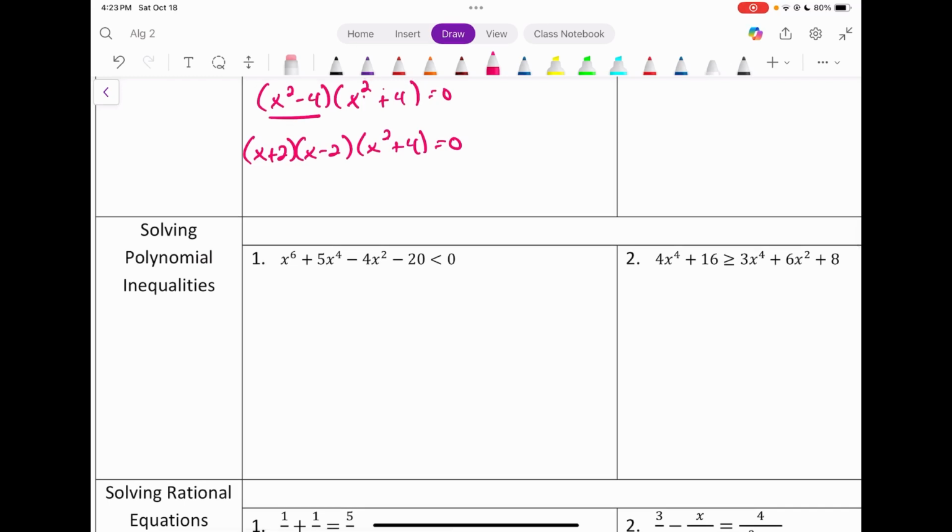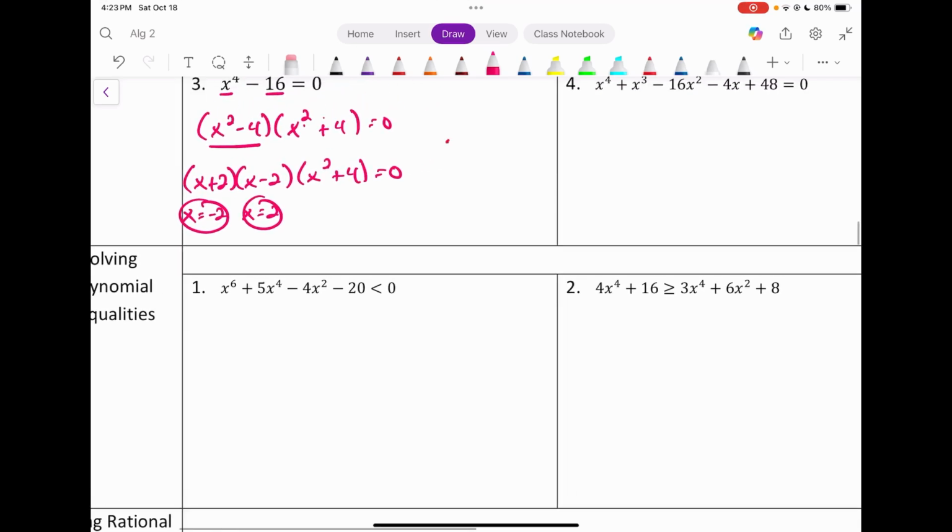So we have x equals -2 is my first answer. x equals +2 is my next answer. And then when I set x squared plus 4 equal to 0, I had to solve it. First step is move the 4 over. Next step, to undo the square, we do plus and minus the square root. The square root of a negative is an i. The square root of 4 is 2. So my next two answers would be positive and negative 2i.